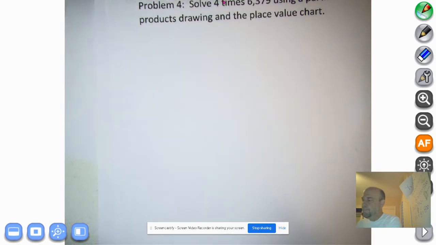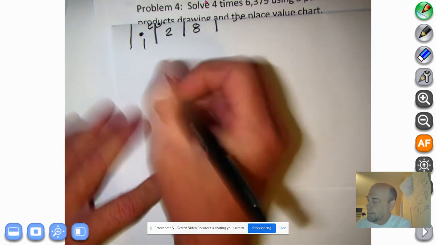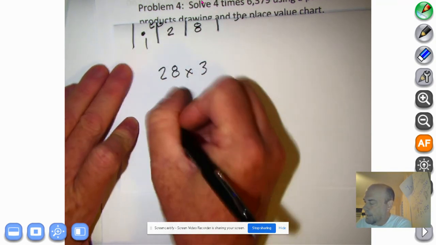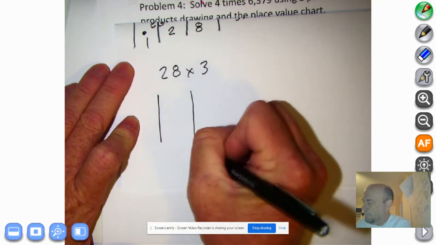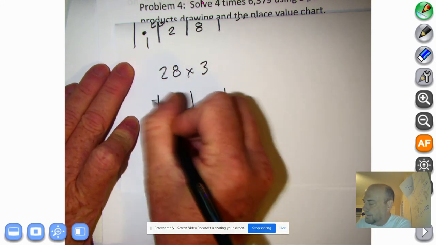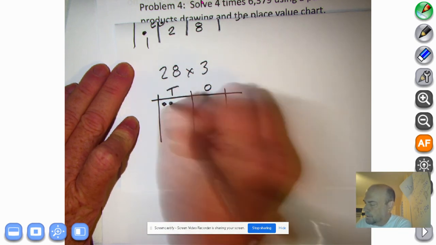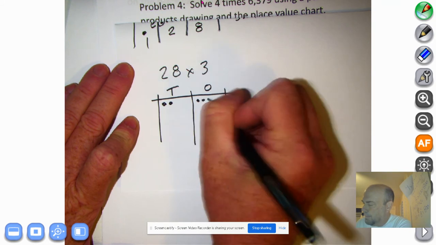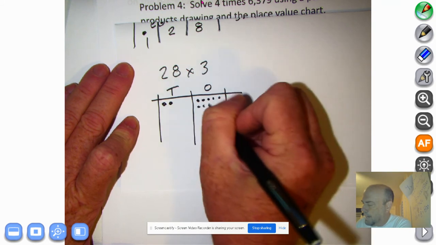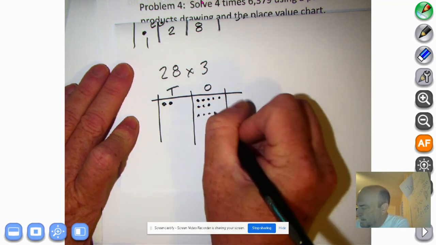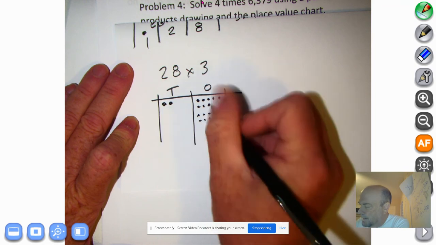I'll give you a few more, time permitting, since we're still copycats. So let's do 28 times 3. I can already see it's going to present a lot of little disc 1s and 10s. Let's make our 28 first. There's 20. 1, 2, 3, 4, 5, 6, 7, 8. And we're multiplying by 3, right? So I have to go make another group of 8 and another group of 8.